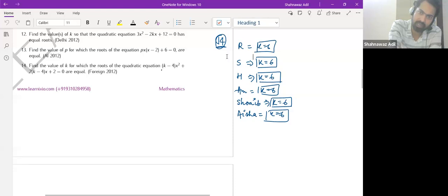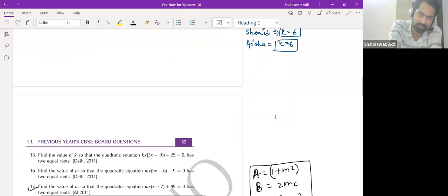was 4 and the other one was 6. But 4 is discarded because if you put k equals to 4, then this equation becomes 2 equals to 0, which is impossible. Right. So that's why 4 is discarded and you got 6. Right, everyone?